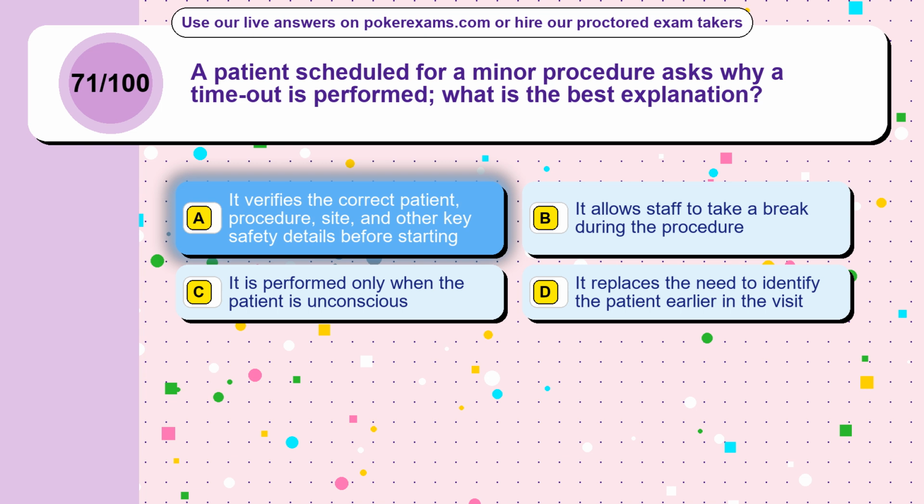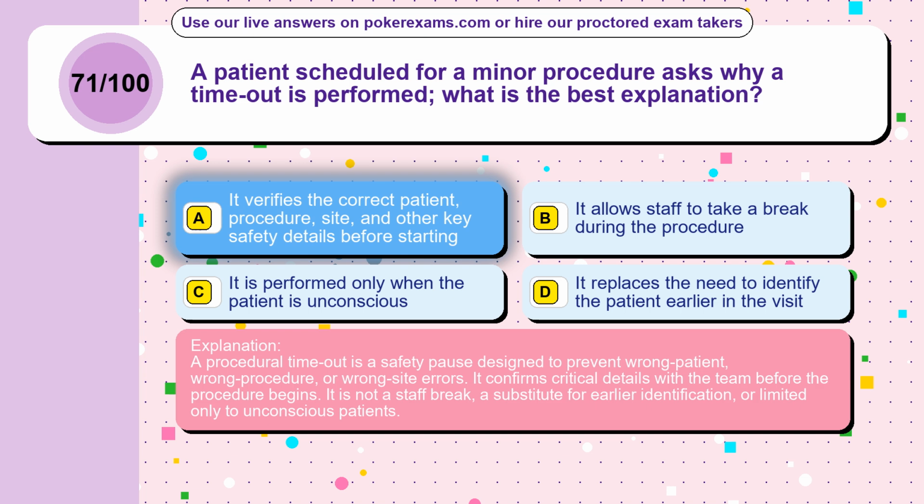It verifies the correct patient, procedure, site, and other key safety details before starting. A procedural timeout is a safety pause designed to prevent wrong patient, wrong procedure, or wrong site errors. It confirms critical details with the team before the procedure begins. It is not a staff break, a substitute for earlier identification, or limited only to unconscious patients.